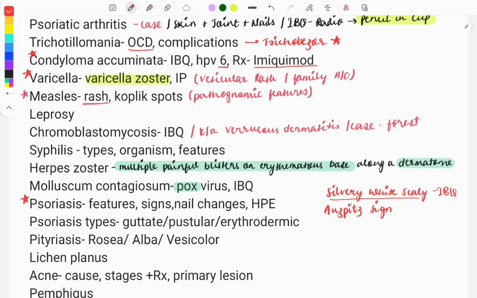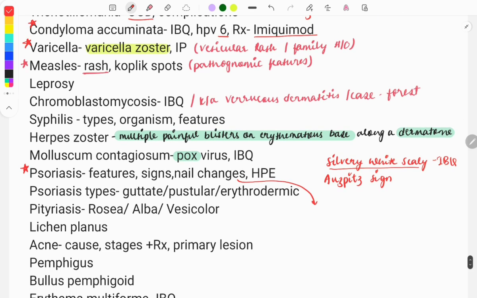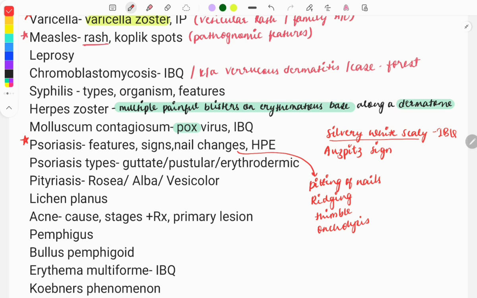And also the classical sign seen in psoriasis is the Auspitz sign. Questions are asked, one-liners are asked mostly. Then the nail changes seen in psoriasis are the pitting of the nails. So these are the changes seen in the nail, pitting, ridging, thimble, and onycholysis, and they can give you these features and ask you to make a diagnosis.